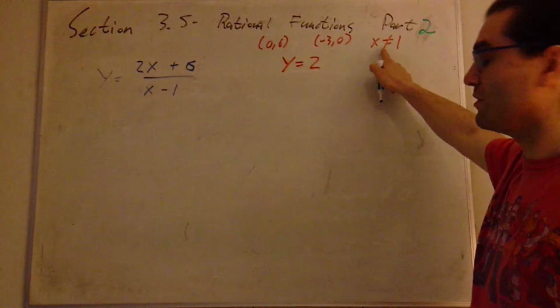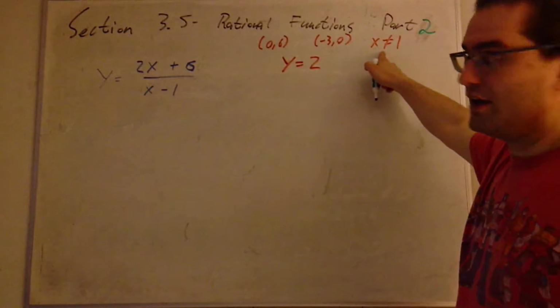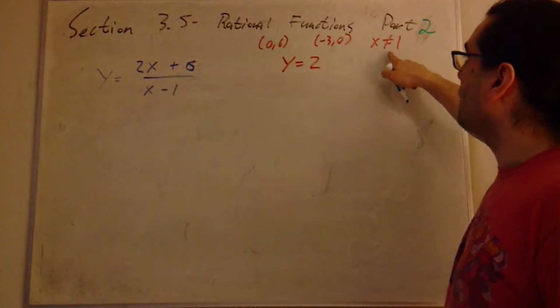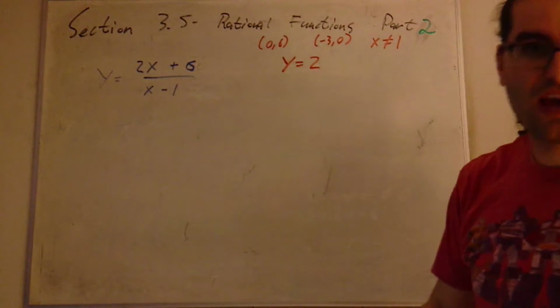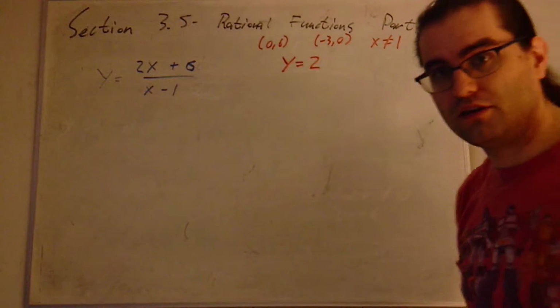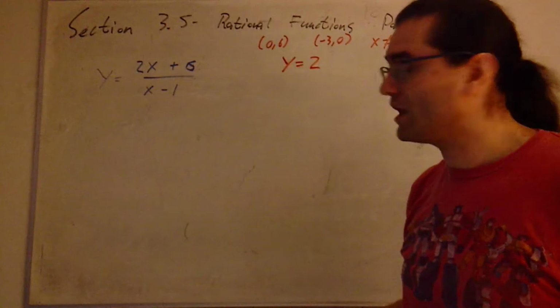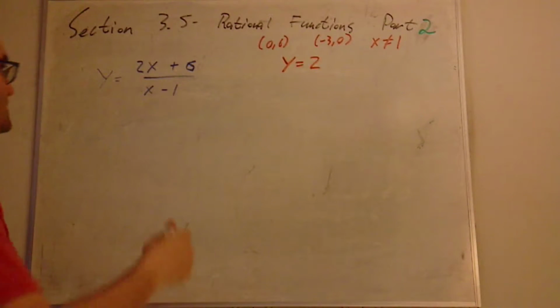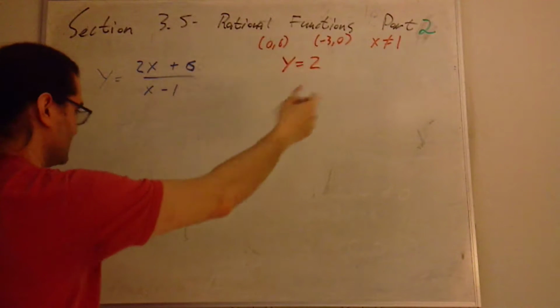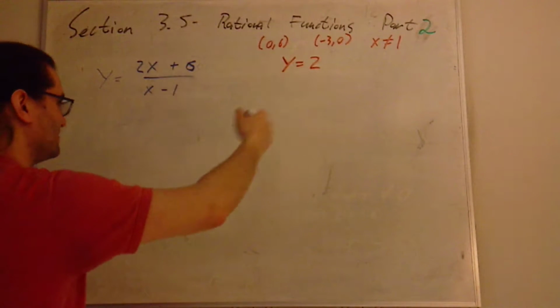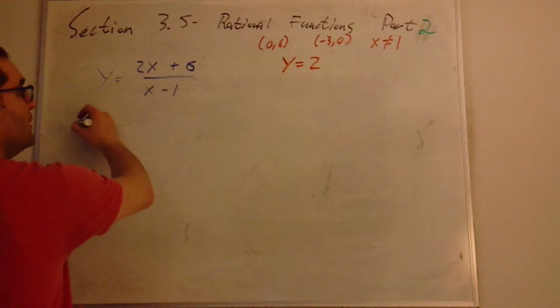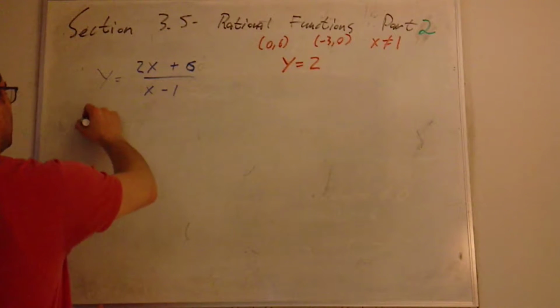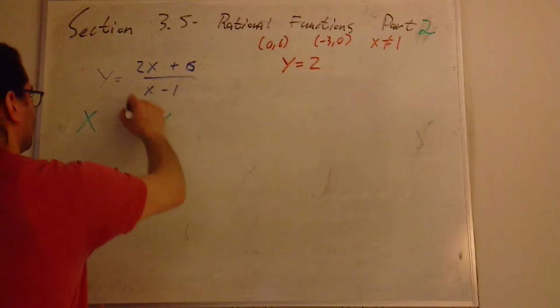This is what's going to be weird for us. We have to figure out how to graph a domain restriction for a rational function. And to do that, I'm going to make a table of values so I can explore what happens around that point and see what's going to happen with the graph there. So I'm going to start with the table of values for x and y.